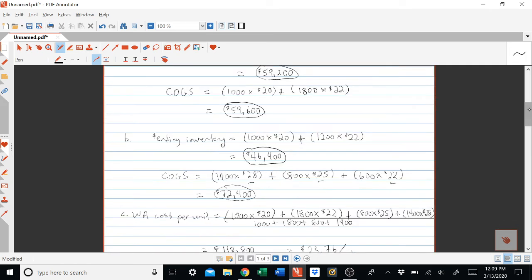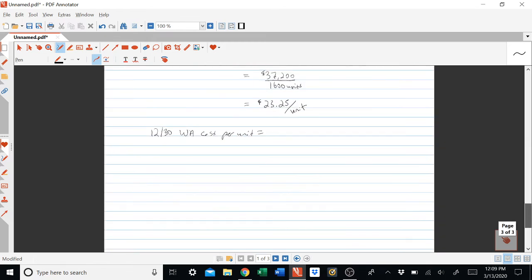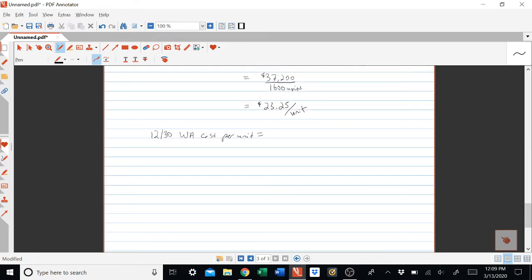Let's see what happened between August 9th and December 30th. As of August 9th, we have 1,600 units available for sale. Then we sell 800 units on October 23rd. So now we have 800 units available for sale. These 800 units have a weighted average cost per unit attached to them of $23.25 per unit.